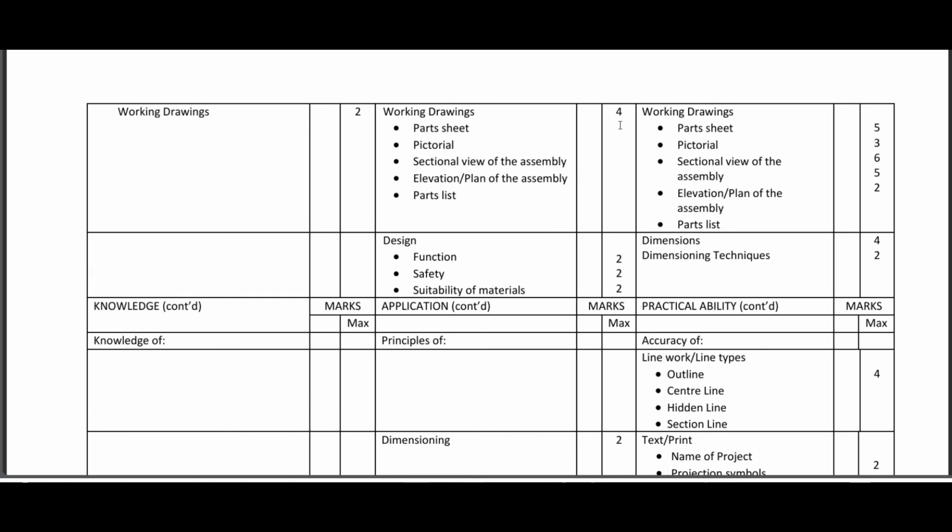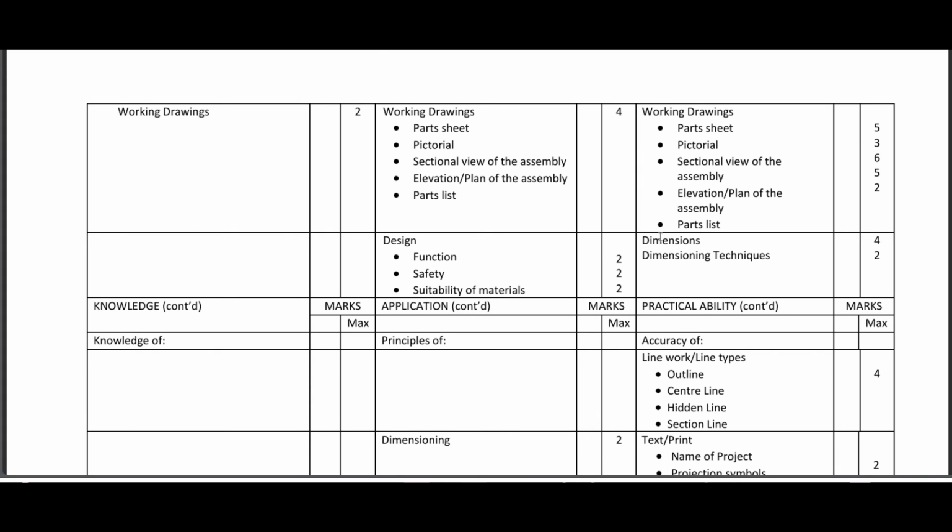When it comes to the whole practical ability side of things, marks are specific. You'll get 5 marks for doing your parts sheet, and it is done, everything all good. Your pictorial drawing gets the same treatment, your sectional view of the assembled drawing, and your elevation plan, and so forth. Finally, we have our parts list. So once you do all of those, you'll get your 5, 3, 6, 5, 2 marks.